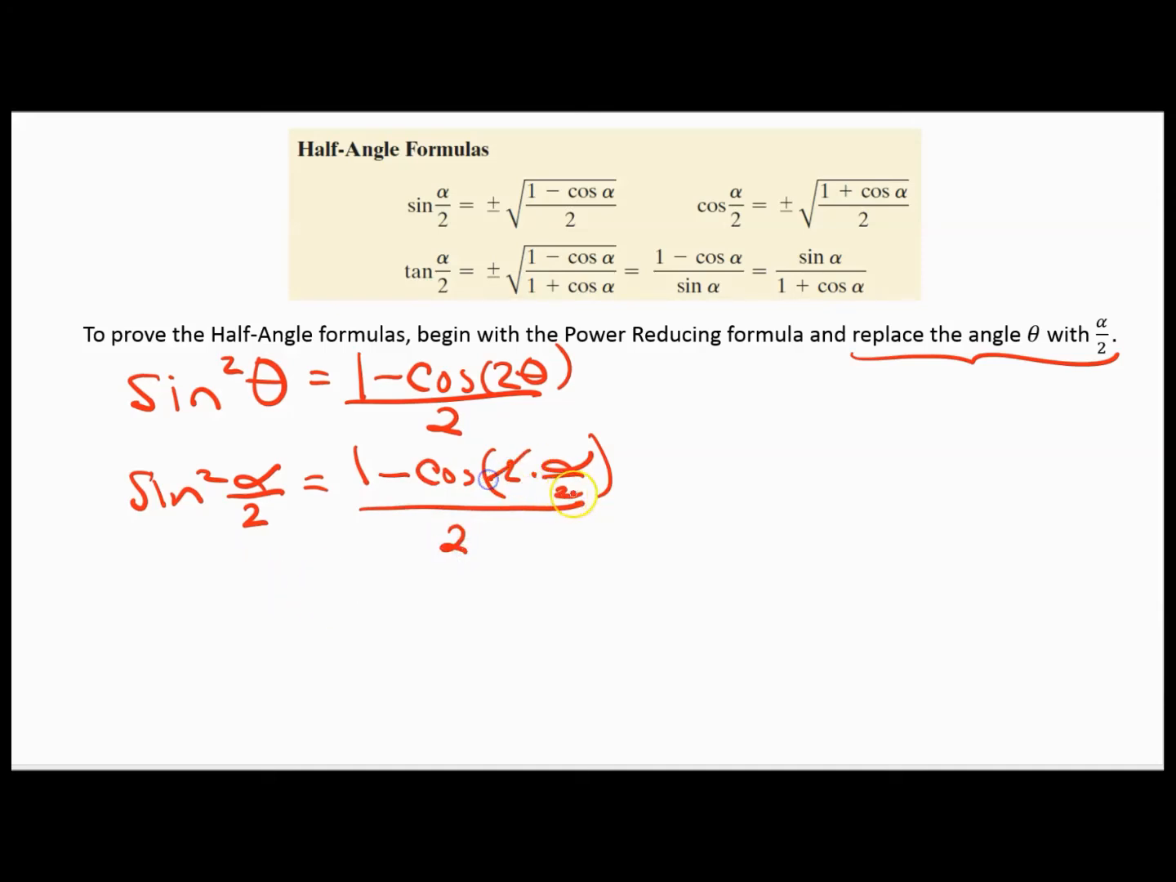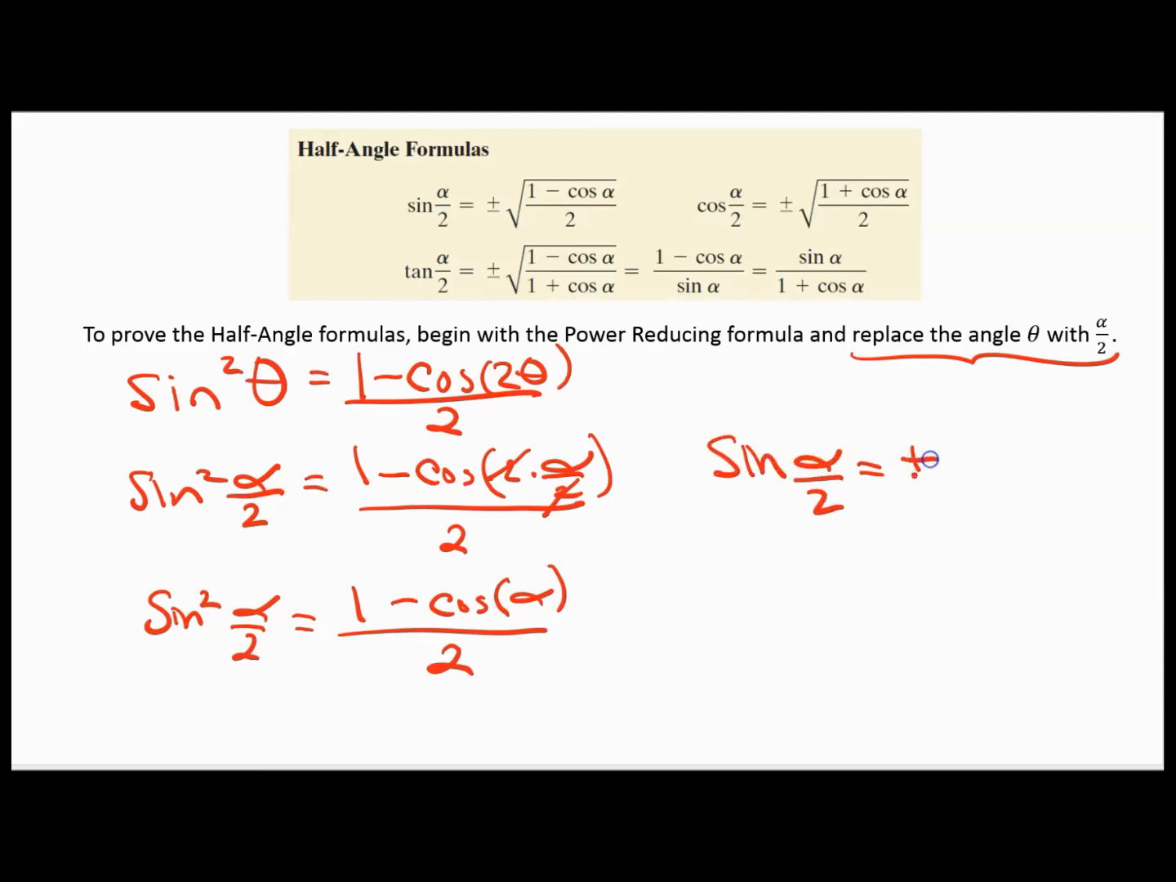Now if you'll notice, this 2 and this 2 cancel each other out. So now I have sine squared of alpha over 2 is 1 minus the cosine of alpha, parentheses not required, over 2. And now if I take the square root of both sides to get rid of the square, I have sine of alpha over 2 is equal to plus or minus, because I'm taking the square root of both sides, the square root of 1 minus the cosine of alpha over 2. And that gives us our first formula right up here.